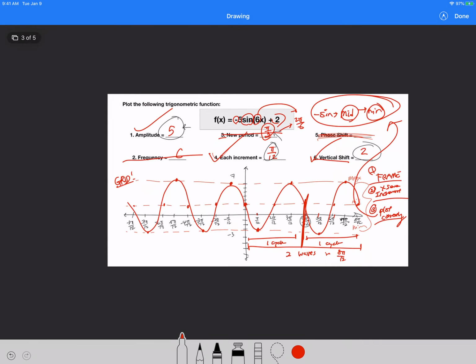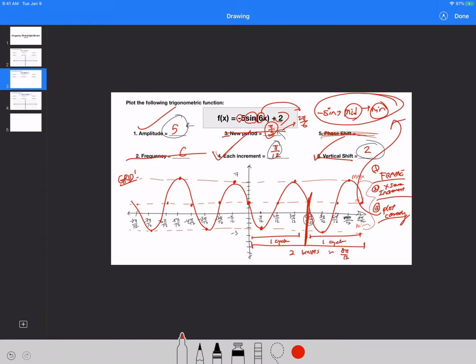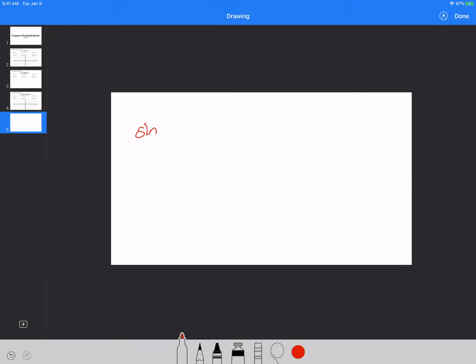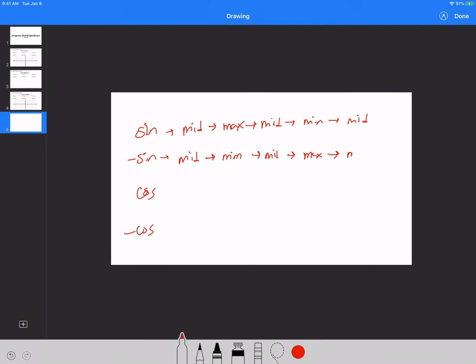It might be good to write down the notes for that. So let me write that down for you here. So for sine, negative sine, cosine, negative cosine. Sine is mid, max, mid, min, and then mid. Negative sine is mid, min, mid, max, and then mid. So sine always has multiple mids, so those 5 essential points. So this happens at 0, the first increment, second increment, third increment, and then fourth increment, okay?